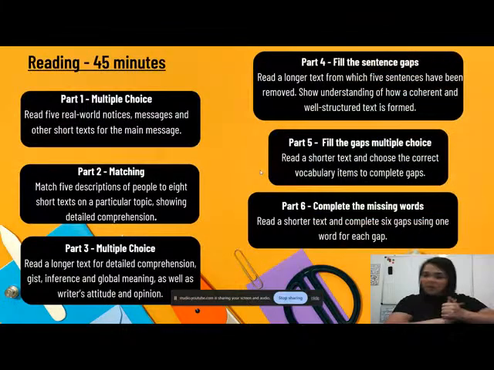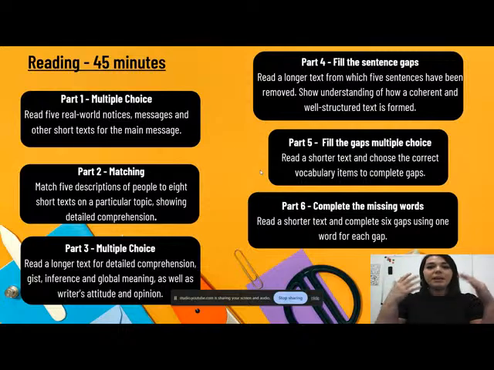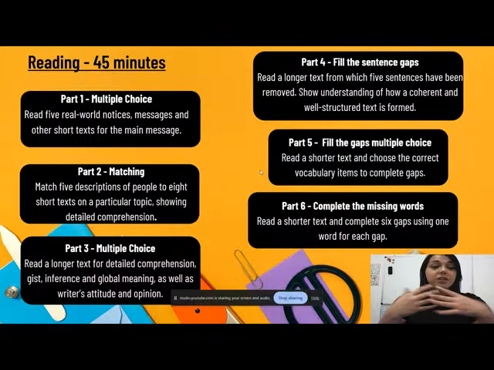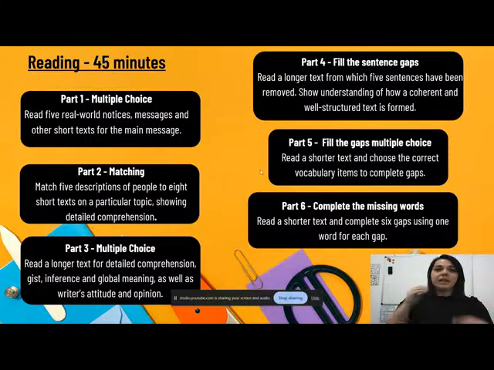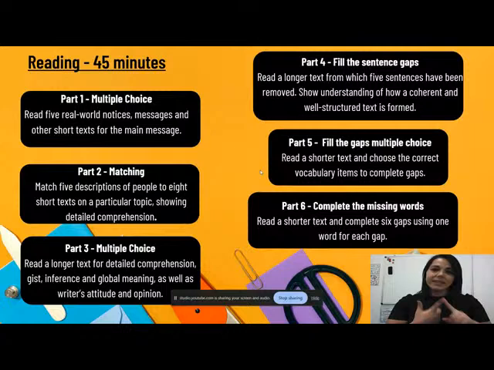Okay, so onto the exam. The B1, the PET exam, it consists of 4 parts. All right, we have the first part, which is the reading, which we're looking at just now. Then we have the writing, the listening, and the speaking.